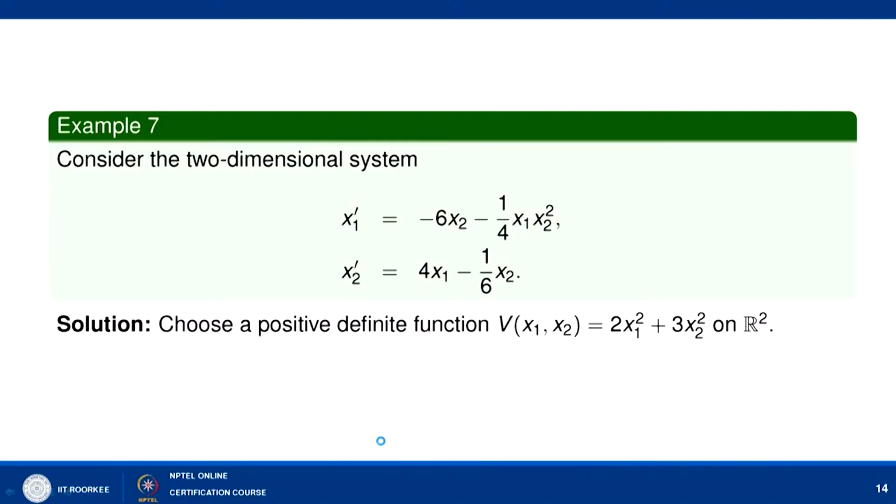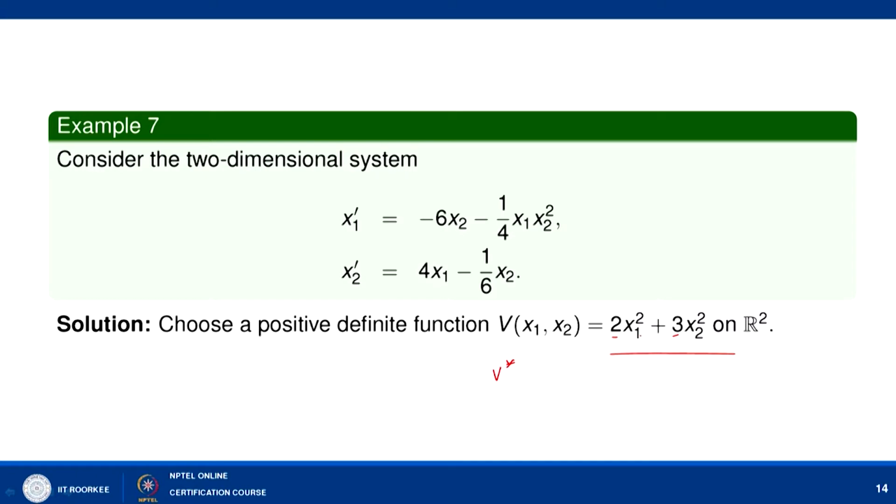Now, consider the 2-dimensional system x1 dash equal to minus 6 x2 minus 1 by 4 x1 x2 square, x2 dash equal to 4 x1 minus 1 by 6 x2, and again here we try to find out the stability and instability of the 0 solution. So, here choose the positive definite function V equal to 2 x1 square plus 3 x2 square. Now, this 2 and 3 will depend on the coefficients available in x1 dash and x2 dash. You can start with a x1 square and b x2 square. So, let us find out V star here.